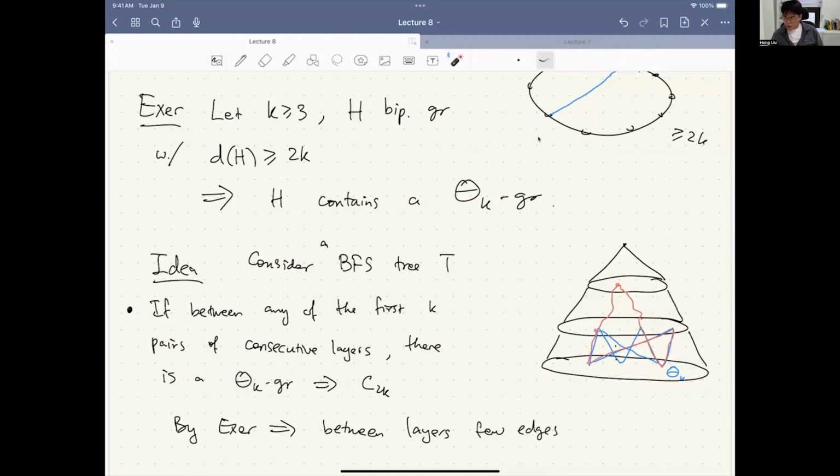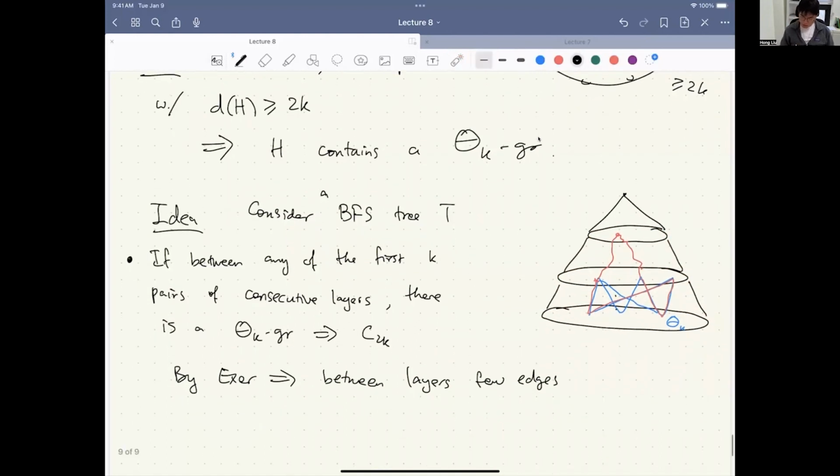But every vertex has a large mean degree. If there are few edges between layers, that means it sends most of the edges downwards. It sends few edges upwards, right? That's also saying that these layers are expanding. Every vertex sends most edges downward. Means layers are expanding.